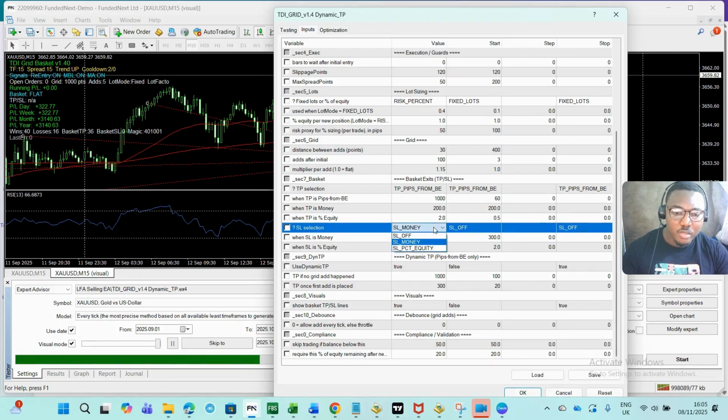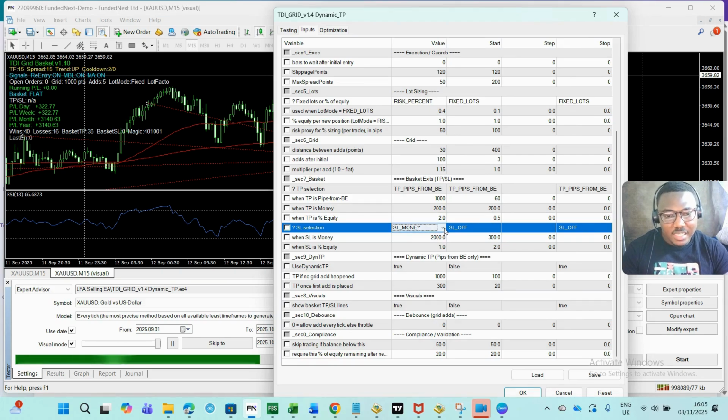So we have stop loss, with three options. You can decide to turn off your stop loss totally, and in this case, all your equity is subjected to risk. So it depends. If you are using a cent account with a very large amount, you can turn off your stop loss, but it is not advisable. But just to keep your money in check, use stop loss money. In this case, I've set it to $2,000.